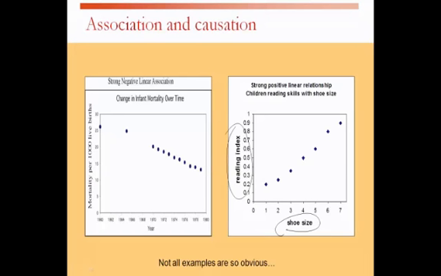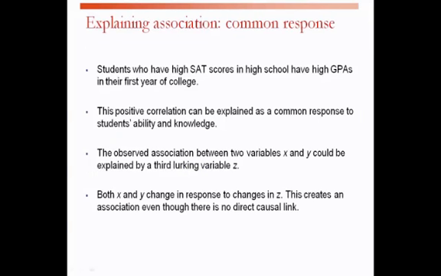Okay, let's try this. Students who have high SAT scores in high school have high GPAs in their first year of college. And that is explained by both of them coming from a common response, which is your innate ability or steady habits. That explains both. So when you have something like a common response explaining two things, that's what we categorize it. The second one, we already talked about lurking. I'm trying to find you an example for confounding.